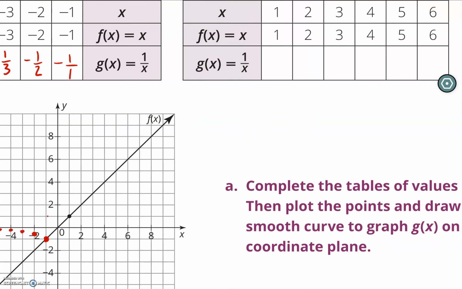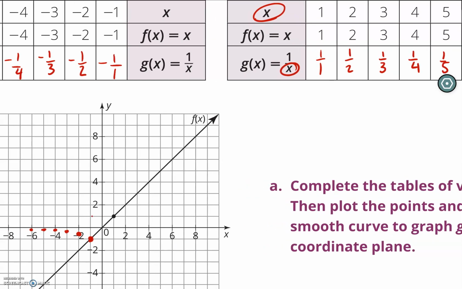Okay, same thing with our positive integers. We have 1/1, which is just 1, 1/2. Remember, we're substituting the x values in for the denominator. 1/3, 1/4, 1/5, and 1/6. So we plot those points. Remember, they create an ordered pair. 1, 1. 2, 1/2. 3, 1/3. 4, 1/4. 5, 1/5. And 6, 1/6, so on and so forth.